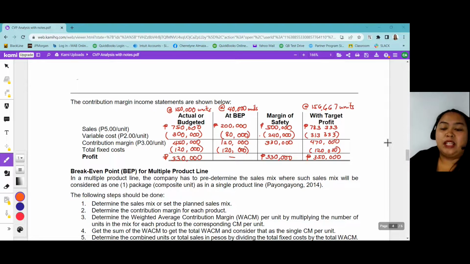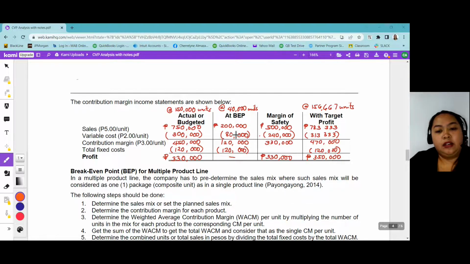Okay? So kung titingnan natin yung contribution margin income statement natin, ganito yung magiging itsura. Okay? So ang actual natin is we are selling at 150,000. Kung 150,000 units yung binibenta natin, ang profit natin is at 330,000. But kung titignan ninyo at break-even point, di ba nga ang definition natin ng break-even point is wala tayong profit na ma-earn. Okay? So at break-even point, we are aiming to have 40,000 units. So zero yung profit natin at ending. And then your margin of safety is the difference between your actual or budgeted sales less your BEP. Okay? So 750 less 200.